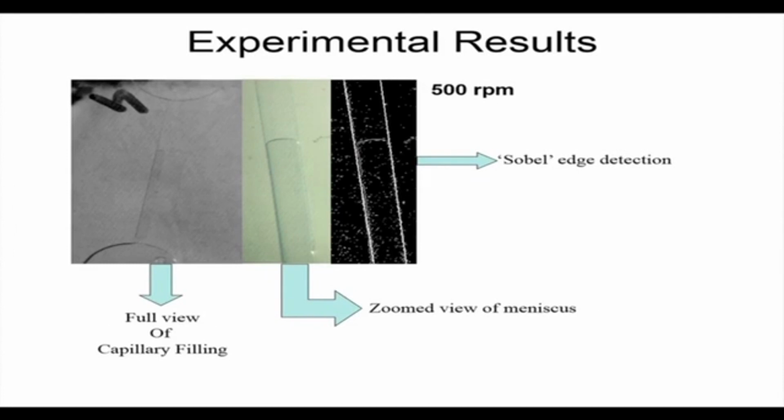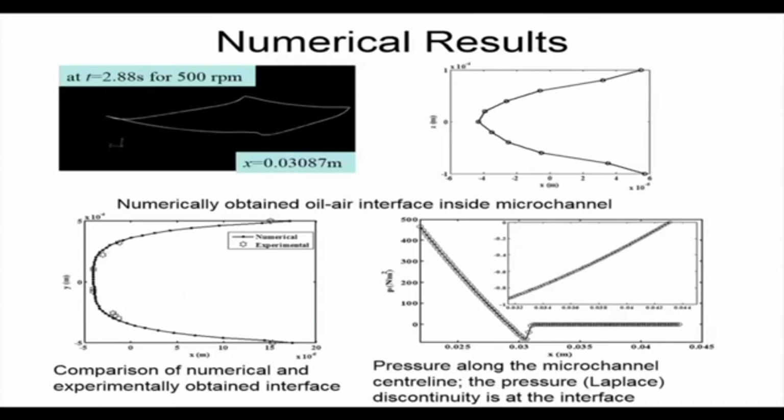So these are typical experimental results. So you can see the capillary front, and there is a particular algorithm by which you can do the image processing using the experimental images. There is a Sobel edge detection algorithm by which you do this, and you can compare the numerical with experimental results for the interface location y as a function of x. Okay. So these experiments we did for an oil water interface in a microfluidic channel.